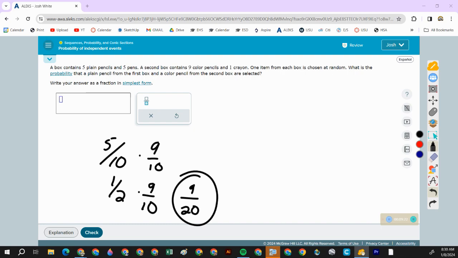So in general, when you see the word and, it means multiply. If you see the word or, it means add. And in probability, and means multiply, and or means add. Okay?